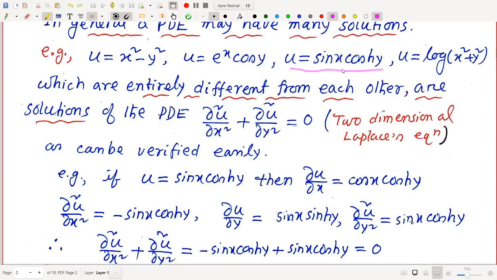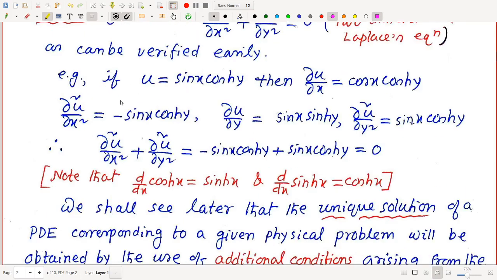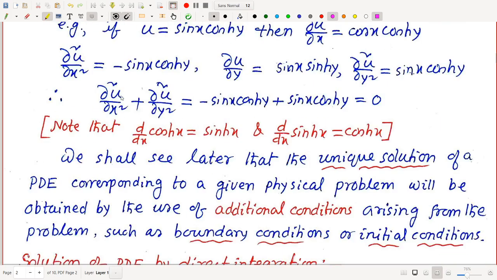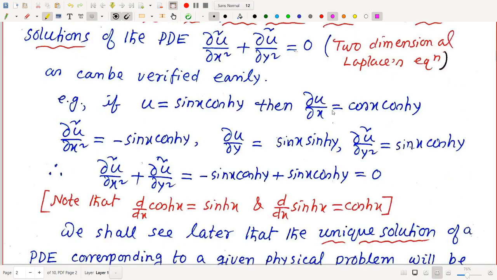Say u equal to sin x cos hyperbolic y, then del u by del x is cos x, since the derivative of sin x is cos x and y is constant, and del square u by del x square is again, the derivative of cos x, minus sin x. Now del u by del y: the derivative of cos hyperbolic y is sin hyperbolic y, no minus sign, and del square u by del y square, the derivative of sin hyperbolic y is again cos hyperbolic y. So del square u by del x square and del square u by del y square, when added, we get 0. So it satisfies. Similarly, the others can be verified.